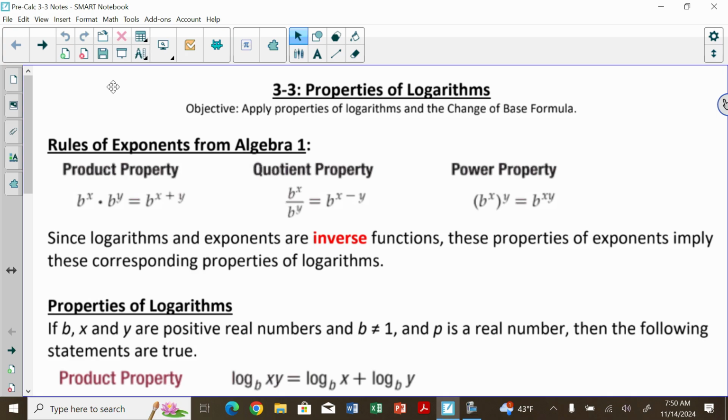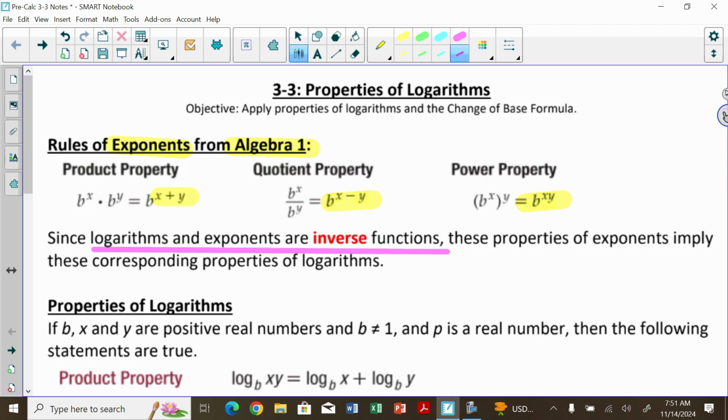So if you remember from back in Algebra 1, which was a long time ago for you guys, we had these exponent rules, the rules of exponents, like the product property where you added exponents. If they were dividing, if there was a quotient, then you subtracted exponents. And then if it was a power to a power, we called it the power property, where you multiplied the exponents.